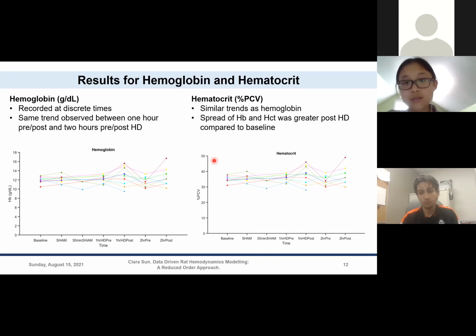Similar trends were observed for hematocrit as those seen in hemoglobin, and in the same direction. Furthermore, the spread of hematocrit and hemoglobin data was wider at the end of hemodialysis at 2 hours post than at baseline. We can see that as the points at 2 hours post are more spread out than at baseline, where the points are clustered closer together.